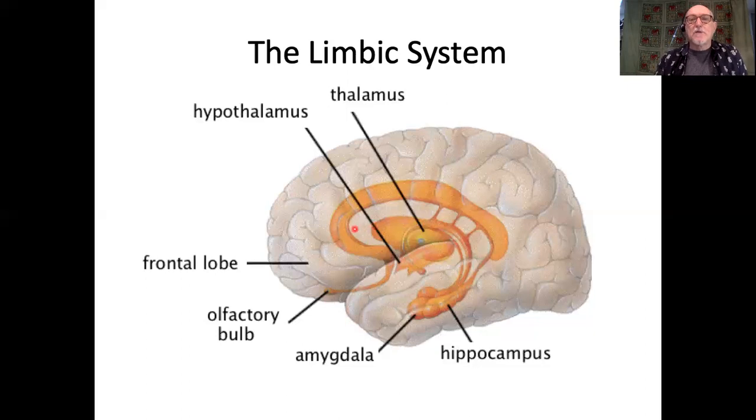And that's what I wanted to tell you in particular. Let's just have a look at the structure. Here's the corpus callosum around there. This part here is called the hippocampus, and this is called the amygdala.